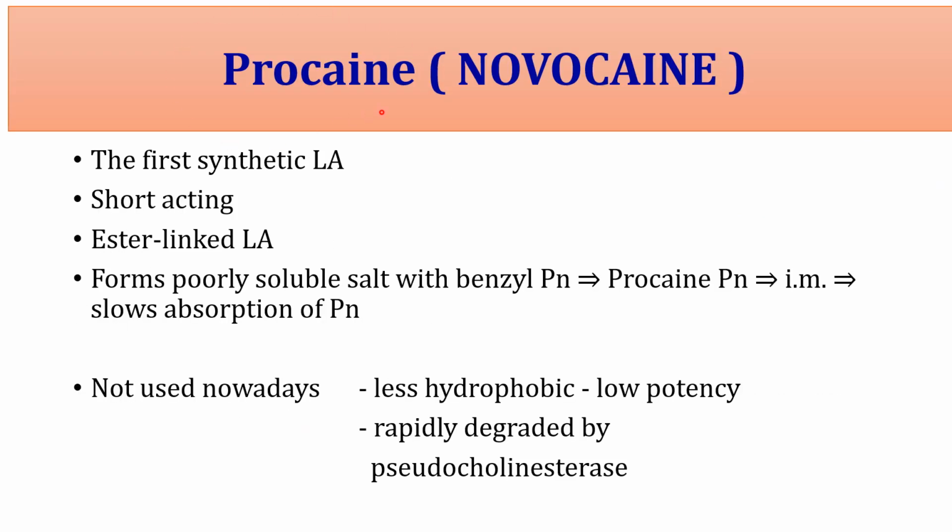Second drug is procaine. It is the first synthetic local anesthetic substance, shorter acting. It is an ester-linked local anesthetic substance. It forms a poorly soluble salt with benzyl penicillin. If combined with penicillin, it forms procaine penicillin, which is useful intramuscularly for the slow absorption of penicillin. Procaine is not used nowadays due to low hydrophobicity and low potency, and it is rapidly degraded by pseudocholinesterase. So it is not useful.